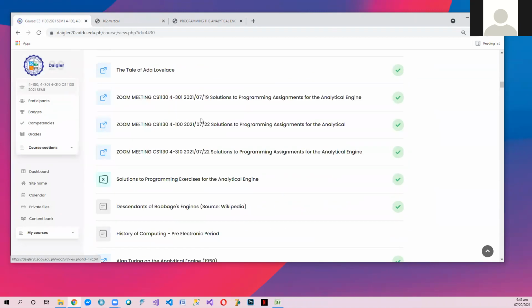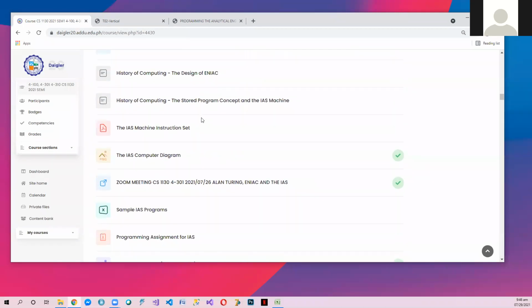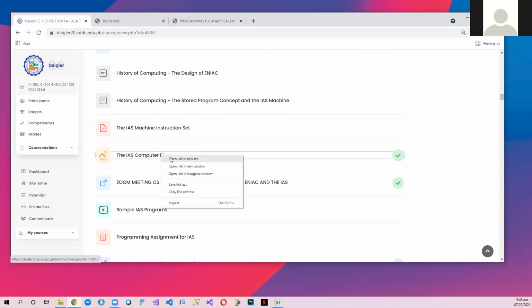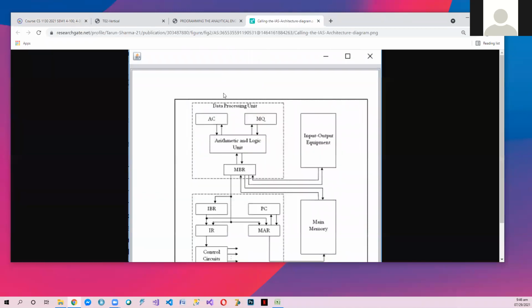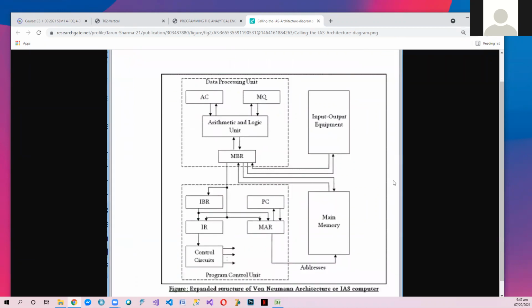the diagram for the IAS machine. This comes from, where is this from? From ResearchGate. Can you see that? We have compared it to the analytical engine, right? Charles Babbage. This is how it looks like. This is the diagram.